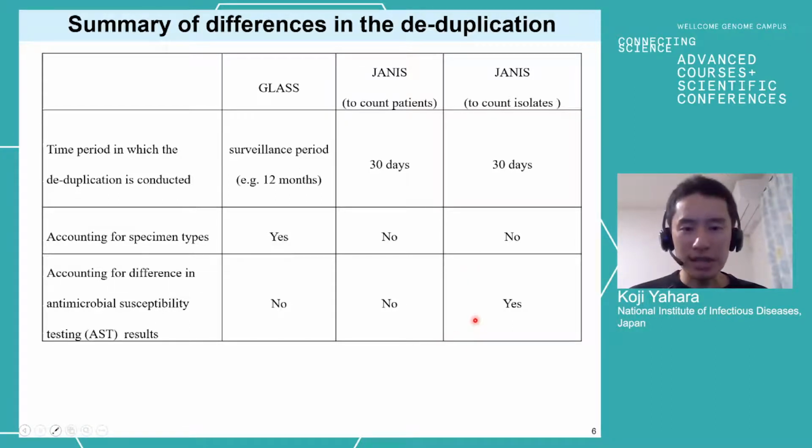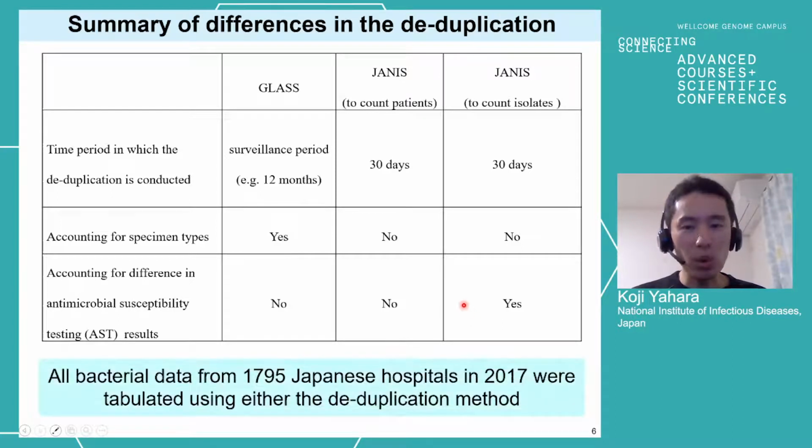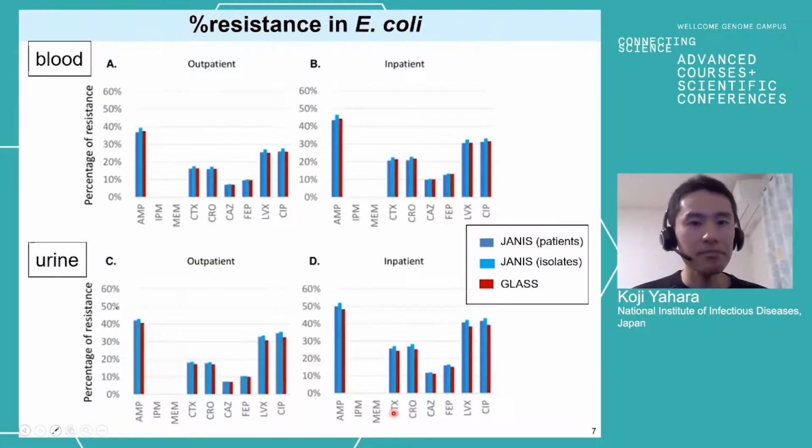Based on this understanding, in this study, we exported all bacterial data consisting of approximately 8 million samples from approximately 1,800 Japanese hospitals in 2017 from the JANIS database and tabulated using either the de-duplication method of GLASS or JANIS. Here, you see a comparison of the percentages of resistance for each antibiotic stratified by outpatient, inpatient, and specimen type in E. coli as a representative species tabulated using the JANIS or GLASS methods.